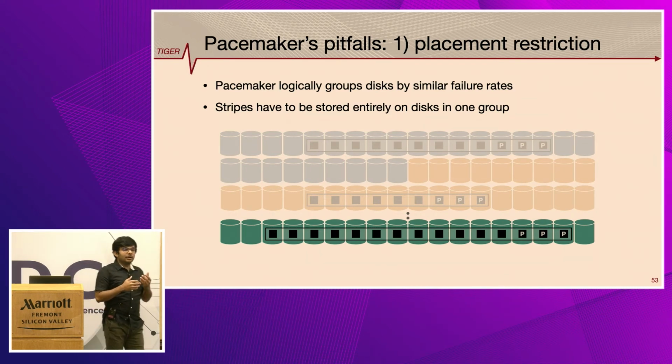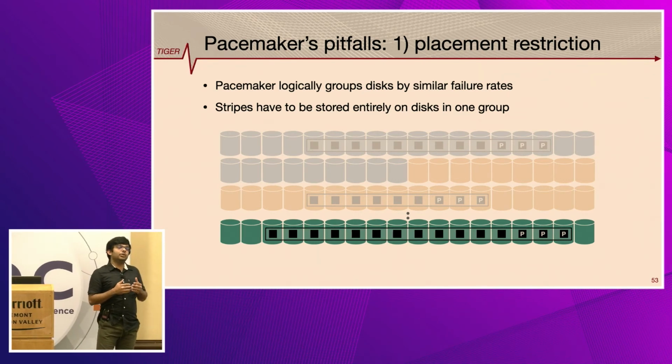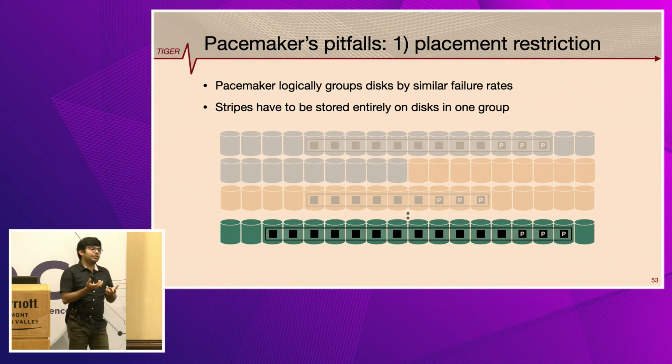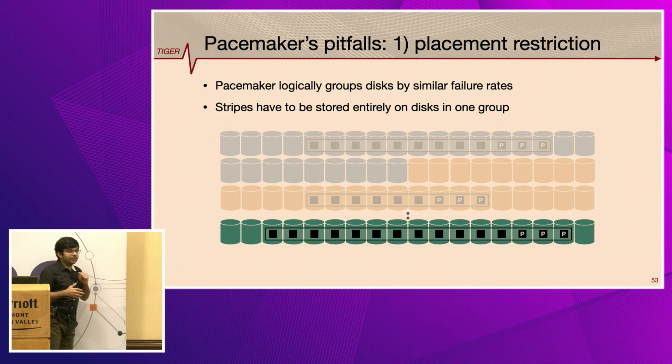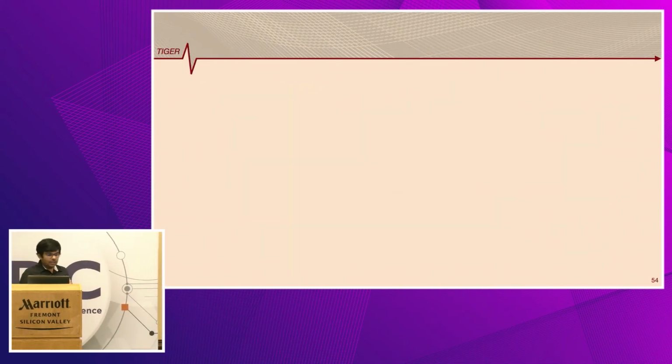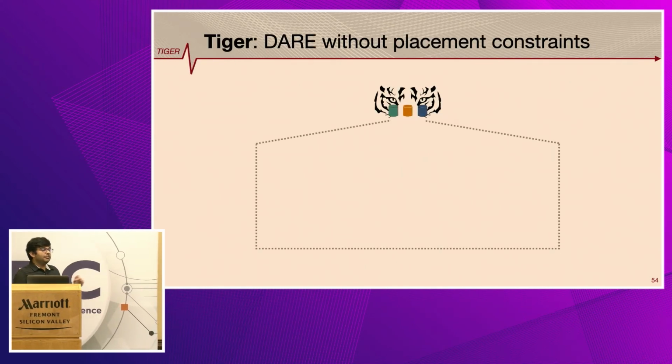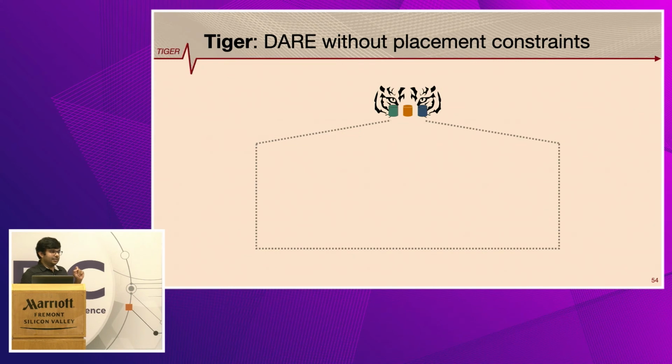Already, there are a lot of constraints that need to be fulfilled in order to place a stripe. No two chunks of the stripe can be on the same disk, or rack, or server, or power, or fault domain, etc. And adding one more constraint is potentially going to be crippling. So for that, we introduced Tiger, which is disk adaptive redundancy without placement constraints.